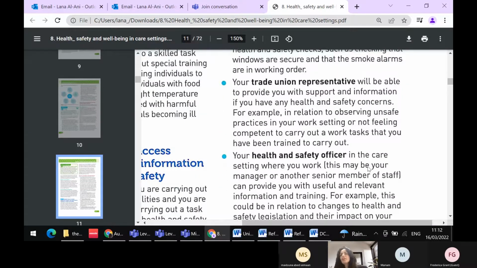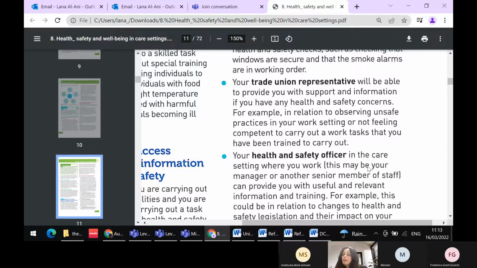Also, you can get information from your trade union representative. So they are very important. Each one of you would have an opportunity to be part of the trade union. You pay for this trade union, and then you are part of it. You get all the support, all the information you need. They help you a lot. If you have any problem, they help you to solve it. If you have any dispute with the employer, they help you as well.